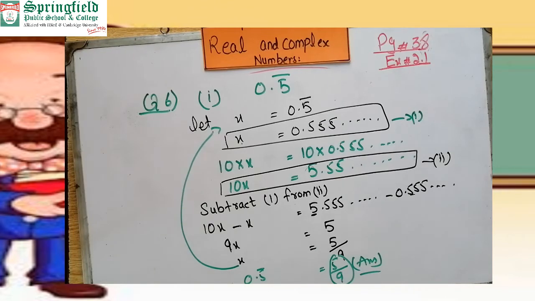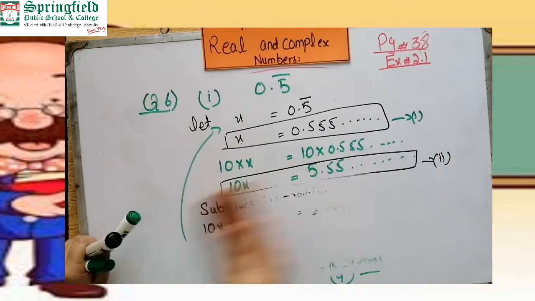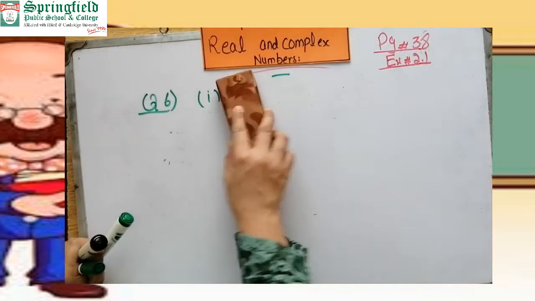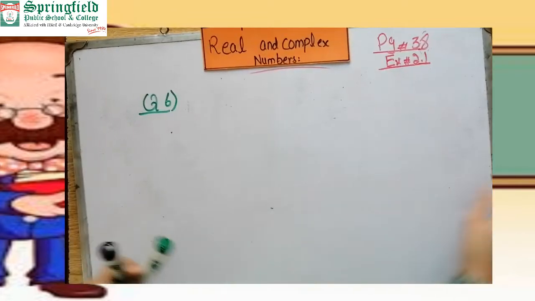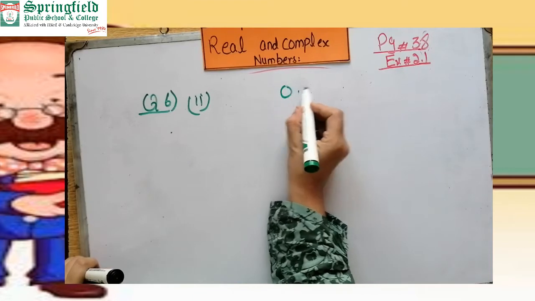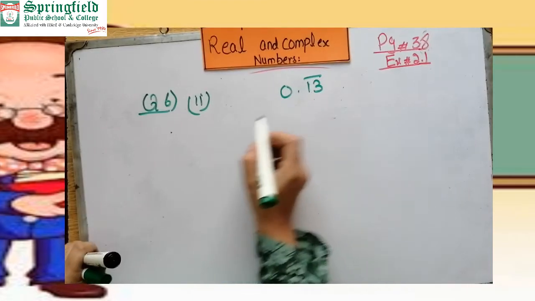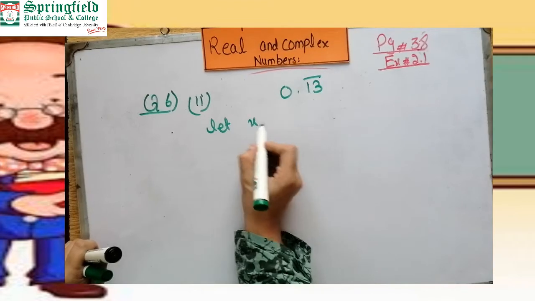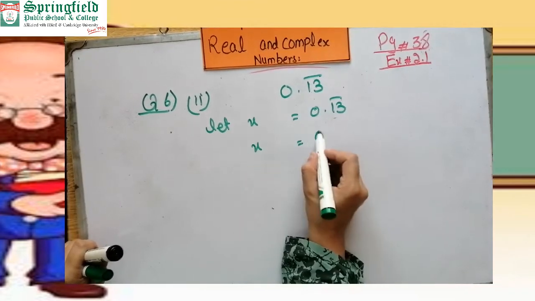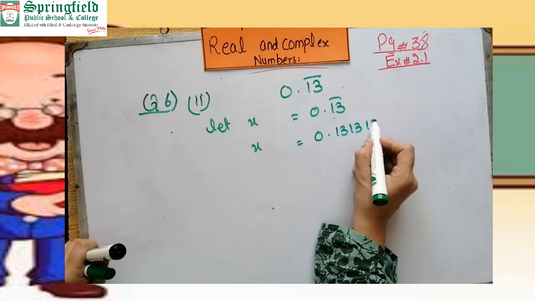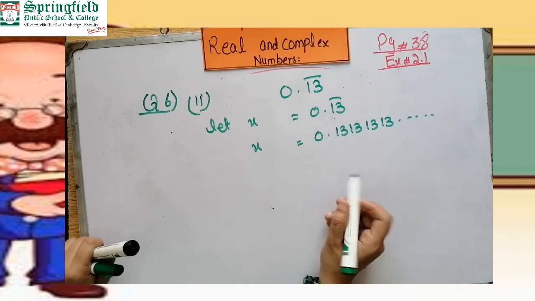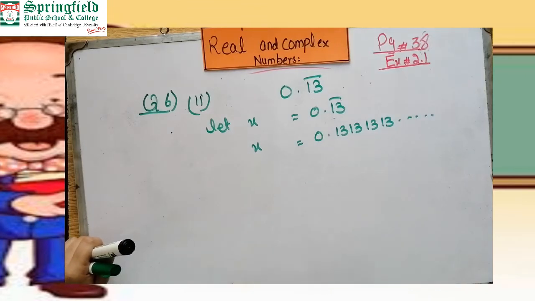Understood, beta? Okay, and the second part. In the second part, 2 digits are repeating. So it is 0.13 bar. Here we suppose that x is equal to 0.13 bar, and x is 0.1313, so there are 2 digits repeating. So what will we do when 2 digits are repeating? We will multiply by 100.